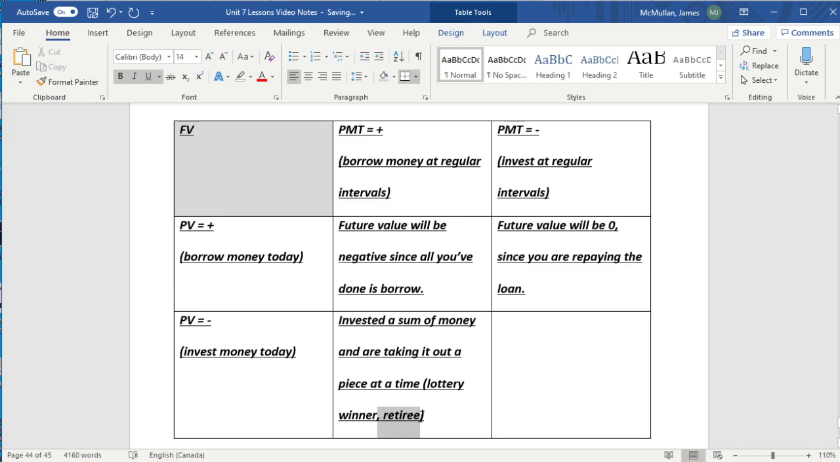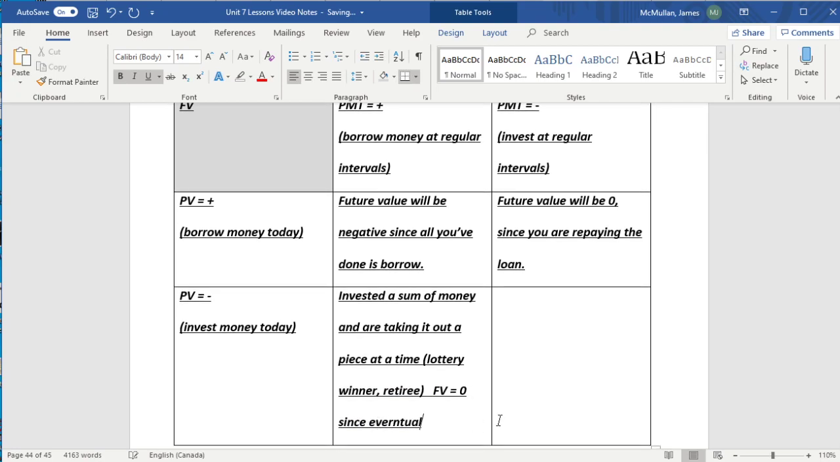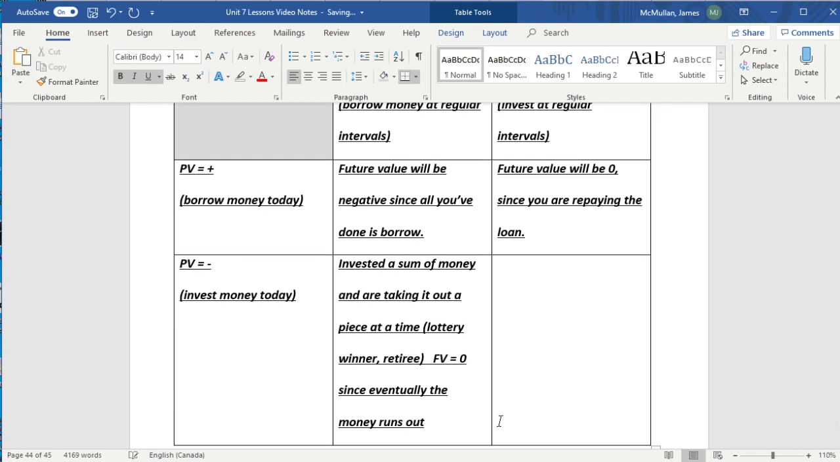A retiree is another person. They save up money while they're working, and then they take it out a little piece at a time, and they draw it down to 0. Again, future value equals 0 here, since eventually the money runs out. Right? So a person who saves for their retirement, eventually they run out of money. A person who wins the lottery, eventually they run out of money. The idea would be, how much could I take out, or how long could I make it last?